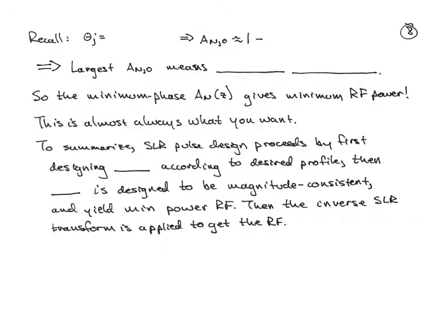Now recall that theta sub j is equal to gamma times magnitude b sub 1 j times delta t. So that means that the DC coefficient a sub n 0 is equal to 1 minus 1/8 times gamma delta t squared, times the sum over j equals 0 to n minus 1 of magnitude b sub 1 j squared.